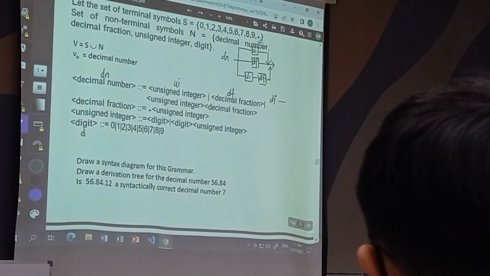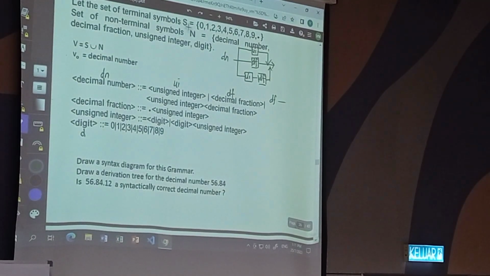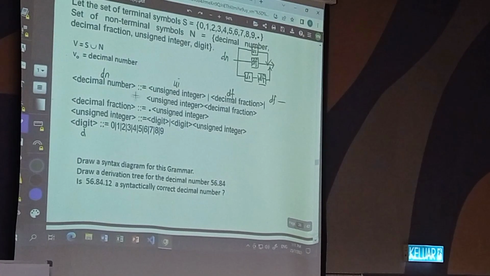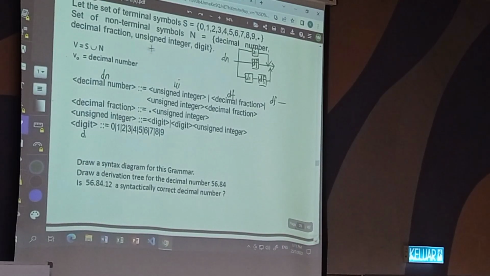It is inside the set S, you see. Whenever inside the set S, it is terminal. All the elements inside the set S is considered as a terminal symbol. Remember this, if the question gives you in BNF form, you can determine terminal and non-terminal by looking at the bracket. But if the question is not giving you in this form, they give you like this: decimal number substitute with unsigned integer or decimal fraction. Then how do you know which one is terminal?